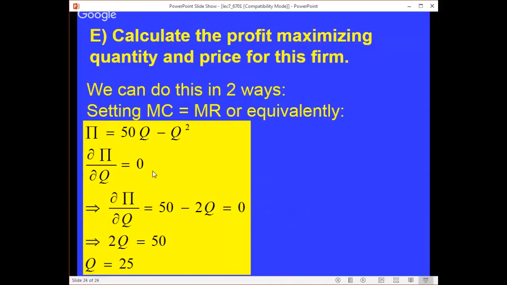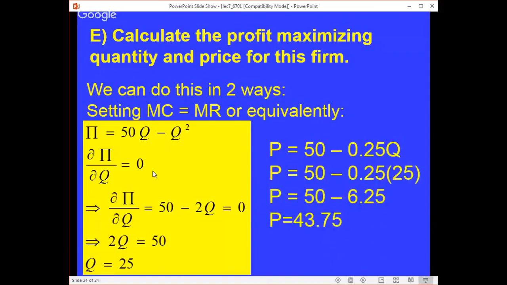So the profit maximizing quantity is 25. And the profit maximizing price is going to, therefore, I use my inverse demand function, which we saw in part A is 50 minus 0.25Q. I plug in 25 for Q, get P is equal to 50 minus 6.25, or P is equal to 43.75.